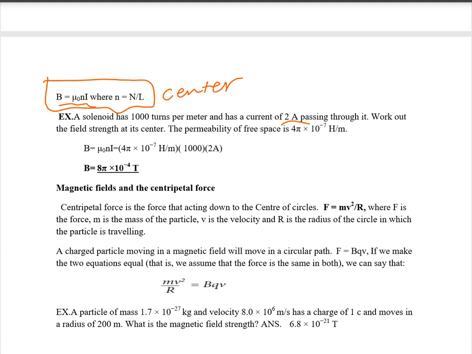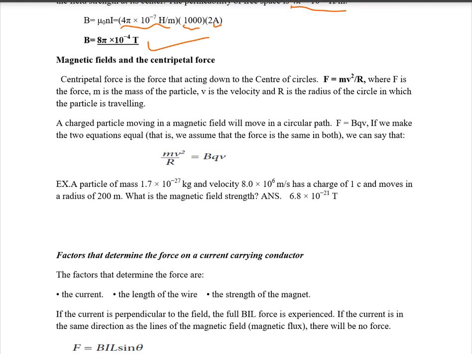Therefore, always when you calculate by using this equation, you are calculating the field strength at the center of the solenoid. Therefore, we have 2 ampere of current, and this one is the number of turns per meter, and the permeability of free space is also given. Therefore, the permeability of free space and number of turns per meter multiplied by current, and finally you get the field strength in the solenoid.